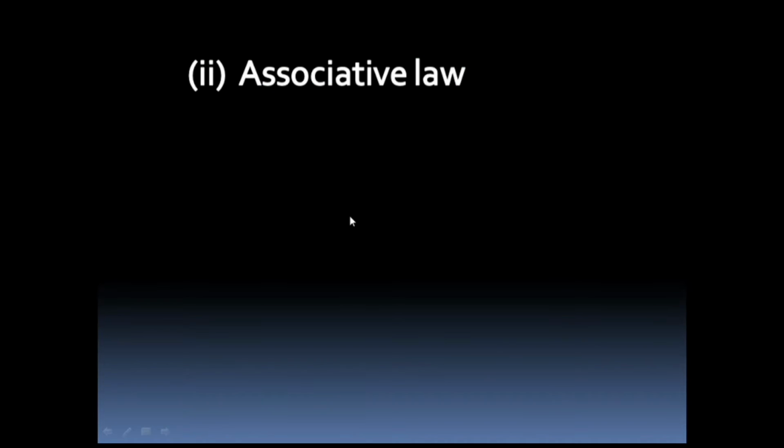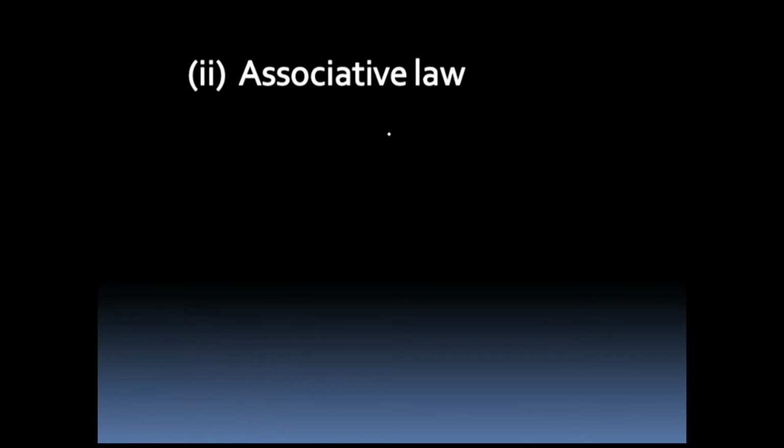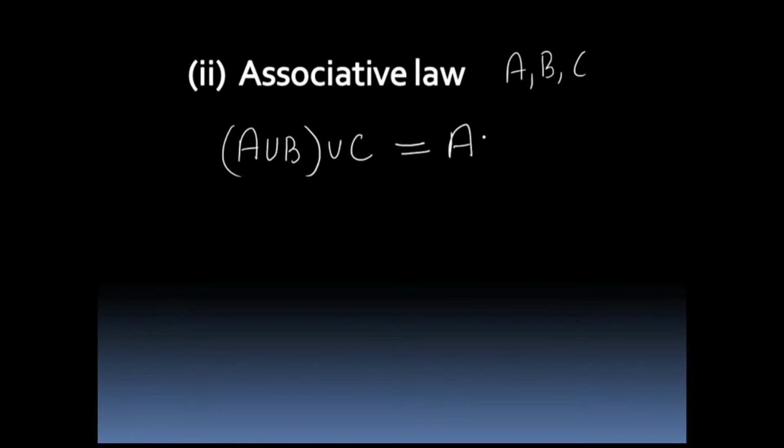So second one is the associative property. Whatever properties are linked with addition, the same will hold. For associative, we need three sets A, B, C. If A is associated with B, then the operation (A union B) union C will be equal to A union (B union C). This time B is associated with C. Fine. So this also holds good in union of sets.